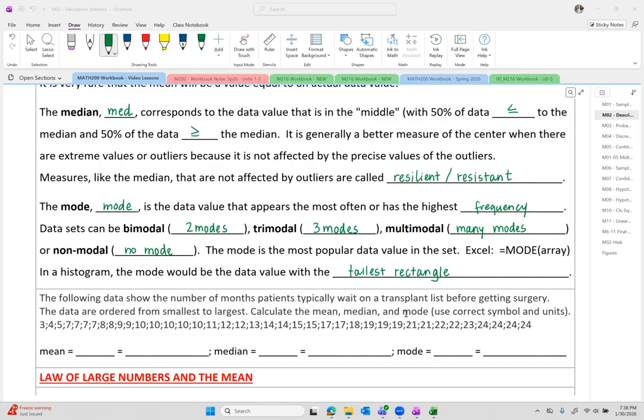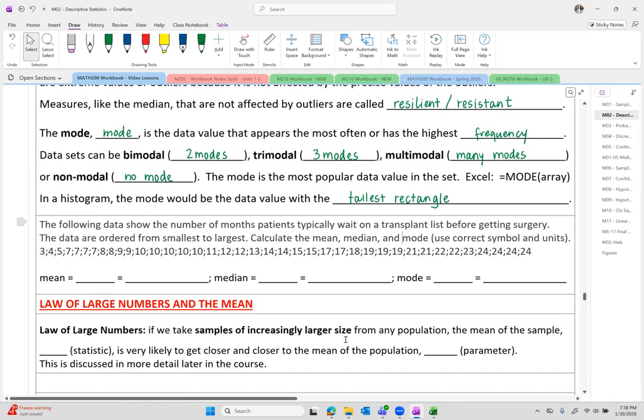It's always best to use technology if we have it. For example, here is a data set of the number of months patients typically wait on a transplant list before getting surgery. The data are ordered from smallest to largest. We want to calculate the mean, the median, and the mode using correct symbol and units. Now the median and the mode have only one symbol, but the mean could either be the mean of a population or the mean of a sample.